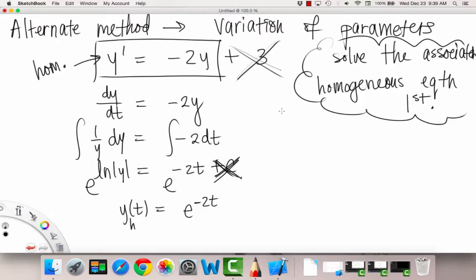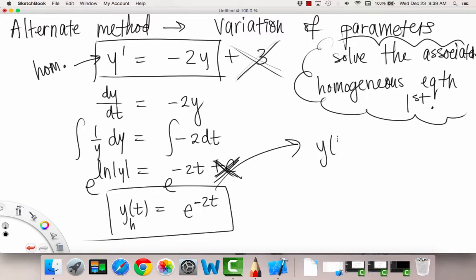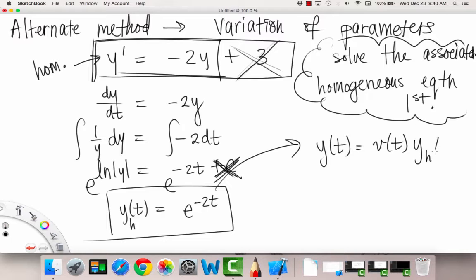So now, our job after we've found the solution to the homogeneous equation is to say that the solution to our overall linear equation that we began with, so now including the 3, is equal to some function of t that we don't know yet, times the solution to the homogeneous equation, which we just found. So this is the important part. This is kind of the leap that we make. It's just important to understand what's going on here.